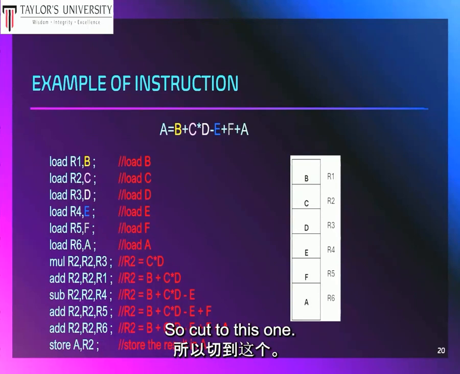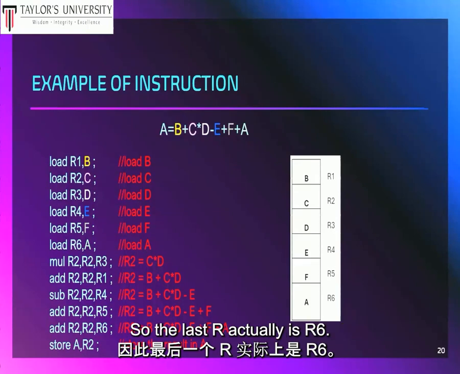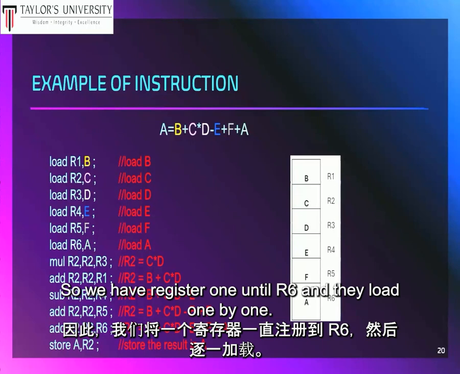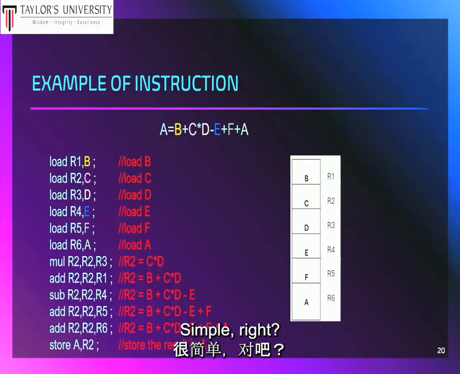Look at this one. Load R1, R2, R3, until the end. The last R is actually R6. So this is basically the register memory, just to show you an example. We have register 1 until R6, and they load one by one: B to R1, C to R2, D to R3, until A to R6. Simple, right?